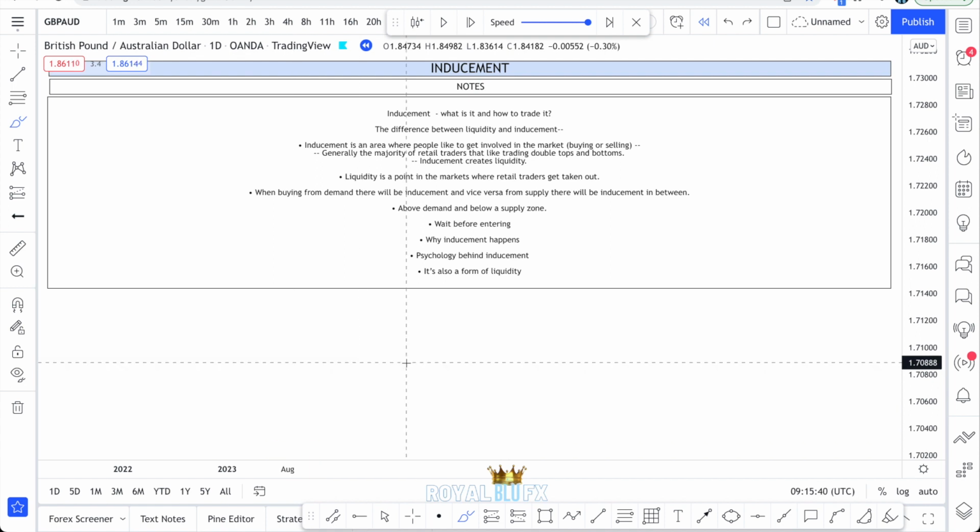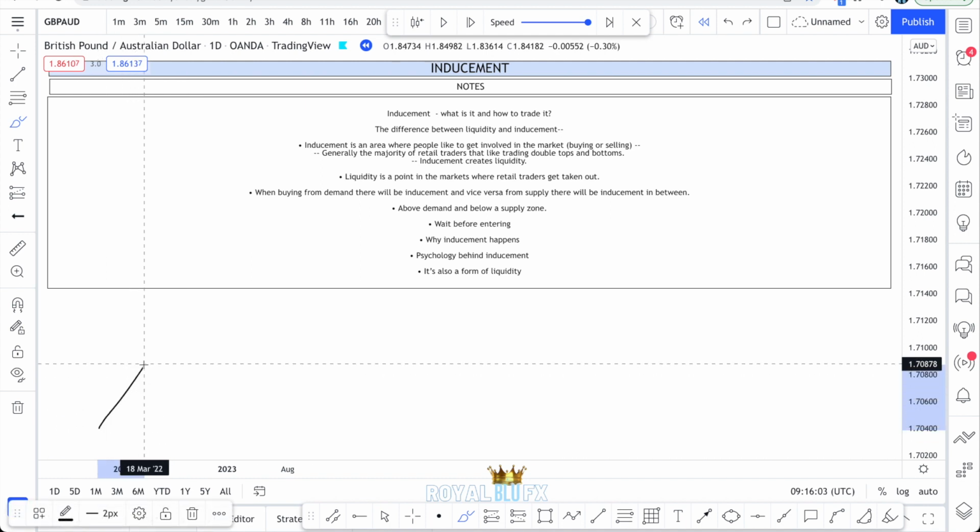You're going to start creating inducement for liquidity to create for the markets to come and take you out, for the banks and institutions to come and take you out. So when buying from demand, there will be inducement, and vice versa, from supply, there will be inducement in between. So this is what I'm talking about.